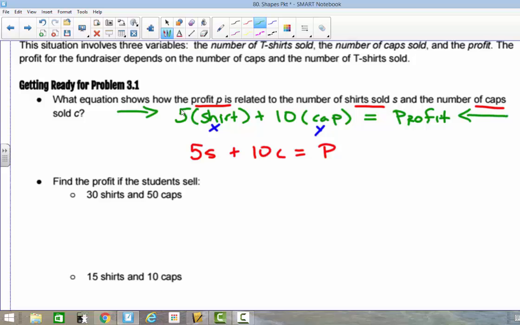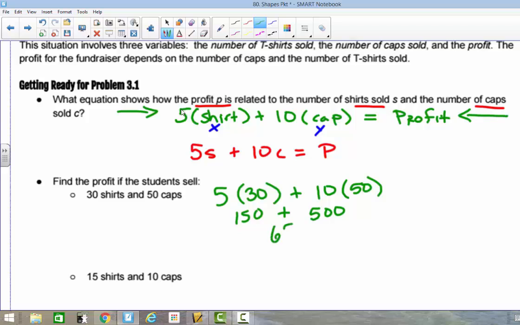So find the profit if 30 shirts are sold and 50 caps are sold. So that would be 5 times the number of shirts, which is 30, plus 10 times the number of caps, which is 50. So that's 150 plus 500. So the profit would be $650.